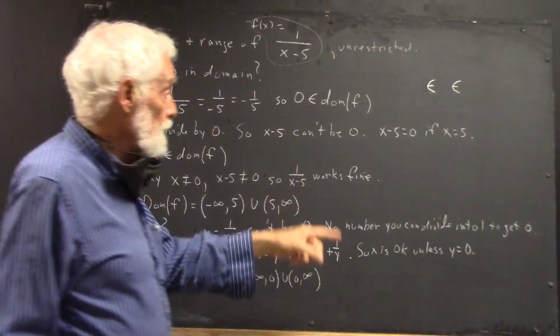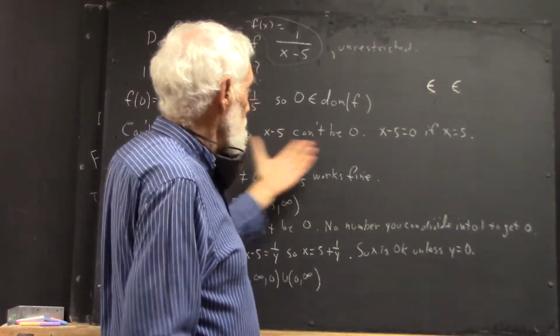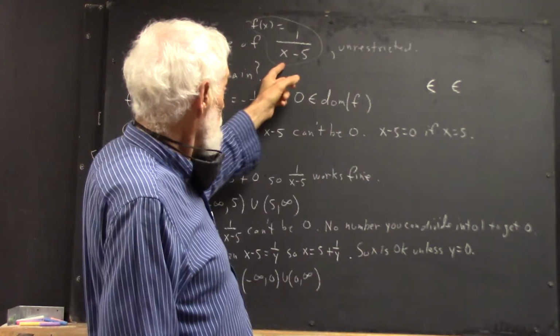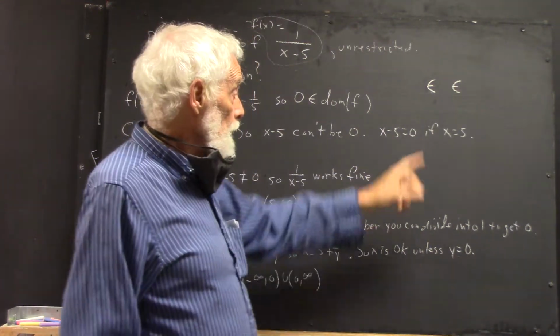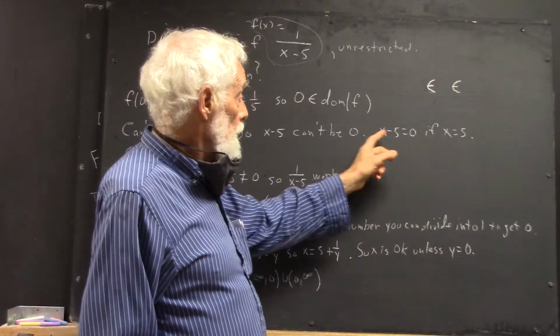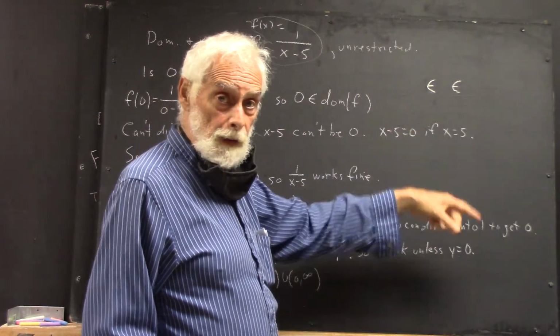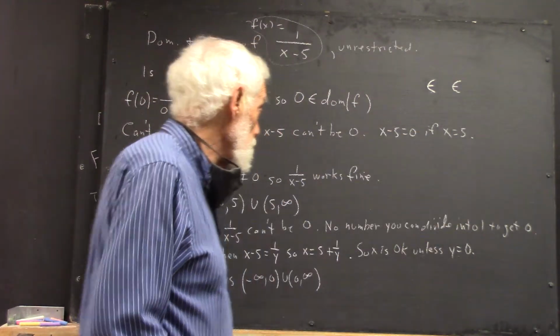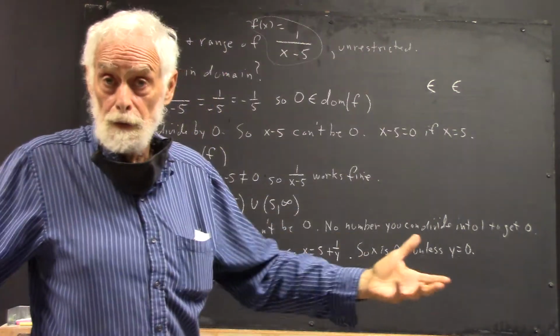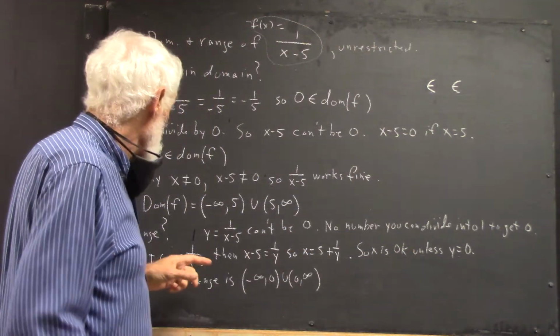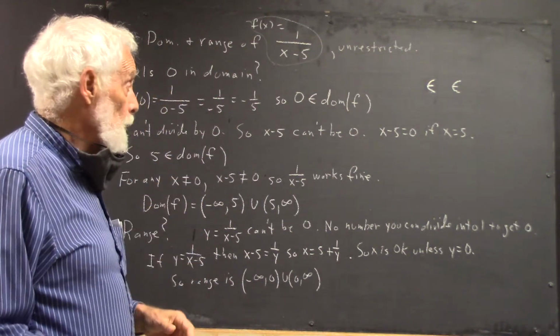I say x minus 5 can't be 0, so we can make an equation out of this. Whatever the denominator is, we can set it equal to 0 and solve for x. That's a very easy equation to solve. Add 5 to both sides, you get x equals 5. And of course, just by inspection, if x is 5, that's going to be 0.